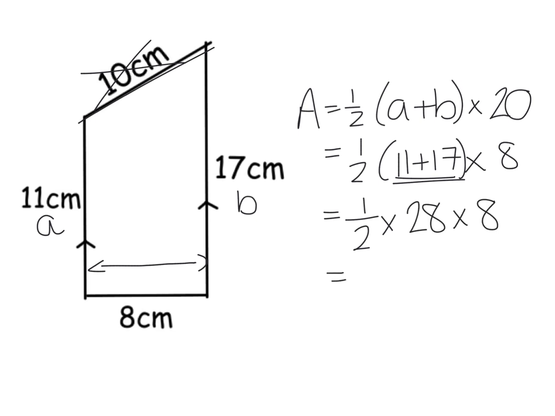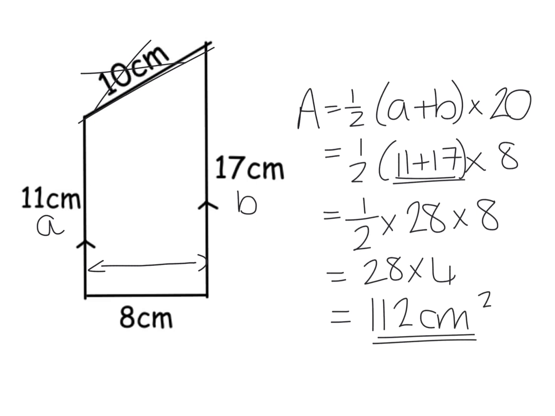I definitely don't want to do 8 times 28. So I'm going to half one of these numbers. I think I'm going to half the 8. Half of 8 is 4, so I've got 28 times 4 to do. I could do a little sum at the side, but the trick for timesing by 4 is to double and double. So double 28 is 56, double 56 is 112. So the area of this one is 112 centimetres squared.